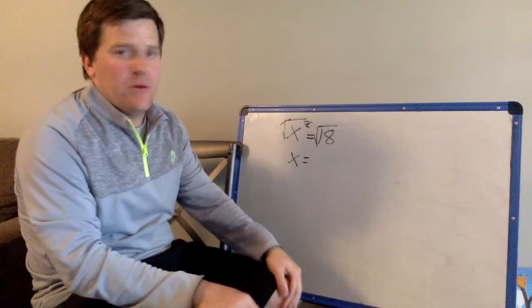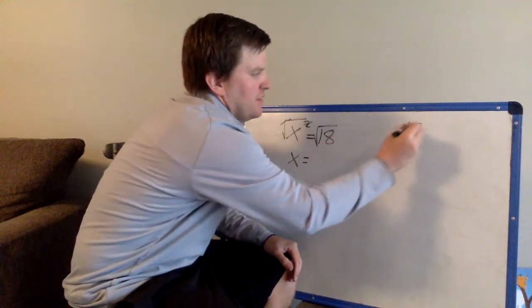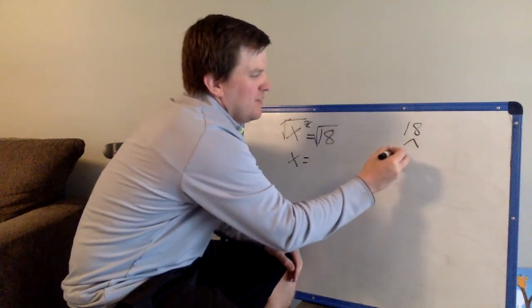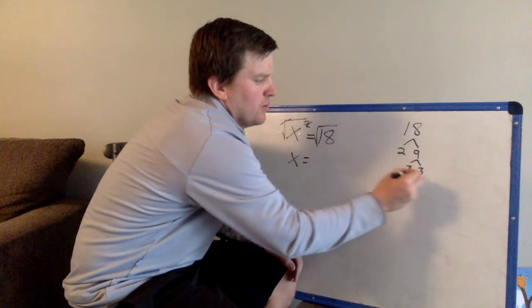So remember last week what we did. We're going to factor tree this 18. Okay, let's say we got 18. What times what is 18? Maybe we think of 2 and 9 right away. And then 9 can be broken up into 3 and 3.